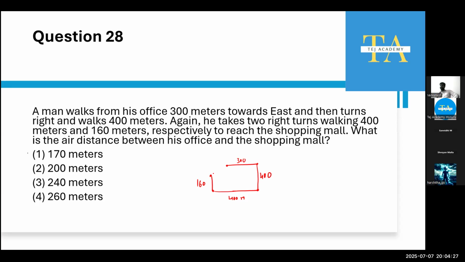How much distance is there? So this is 160. If I connect this one, this is 400. So the complete is the 400. The rest you can subtract, 400 minus 160. How much will it come? 400 minus 160, 240. So 240 meters. So option 3 is the correct answer. Clear?